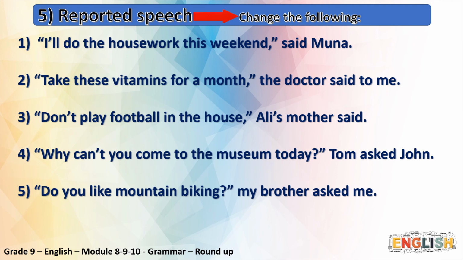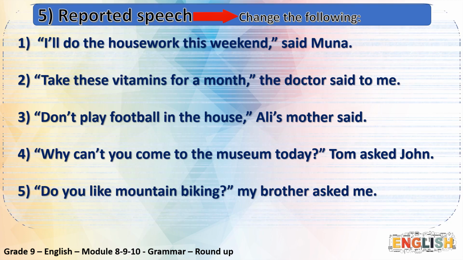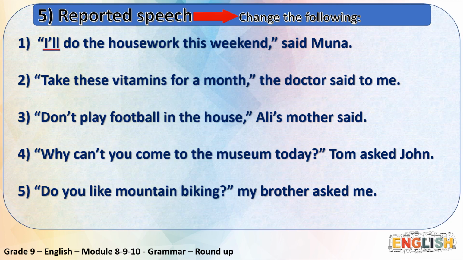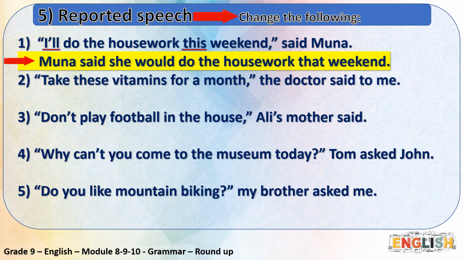I'll do the housework this weekend, said Mona. In this sentence, we have to pay attention to I, will, and this, and we have to change them to a suitable form. Now let's have a look at the reported sentence. Mona said she would do the housework that weekend. Now as we can see, we changed I into she, will into would, and this into that.